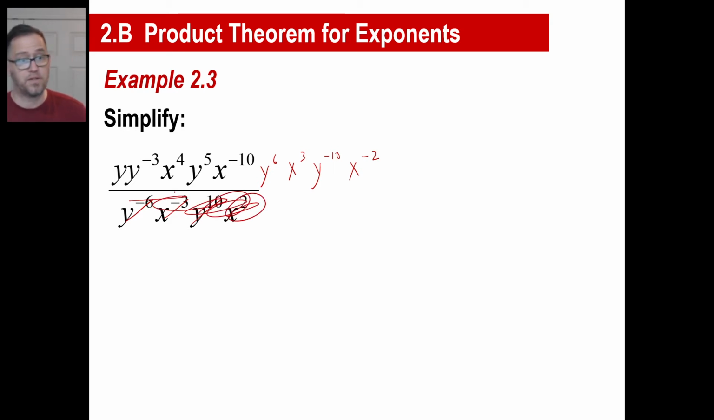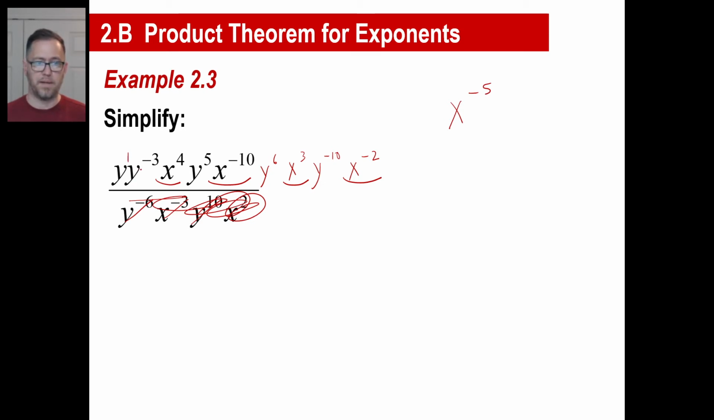All right. Well, let's take care of the y's first. You know, let's do the x's first. I got an x to the 4th, x to the negative 10th, x to the 3rd, and x to the negative 2. Okay, so let's just add the numbers. That's all we're doing. This is an addition problem. That's all this is. So 4 plus negative 10 is negative 6. Negative 6 plus 3 is negative 3. Negative 3 plus negative 2 is negative 5.